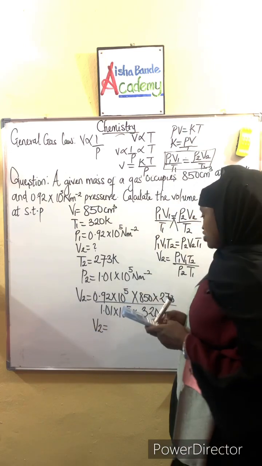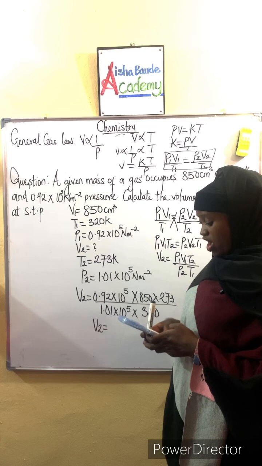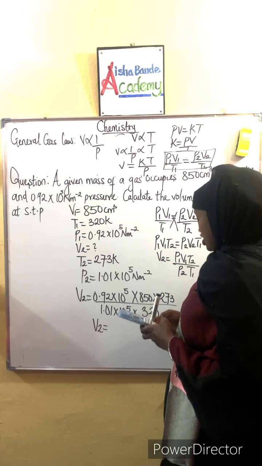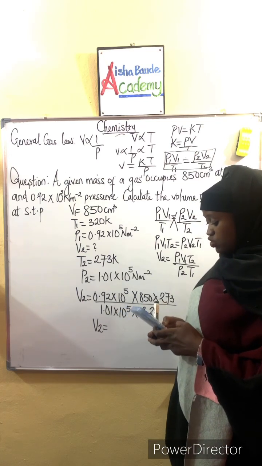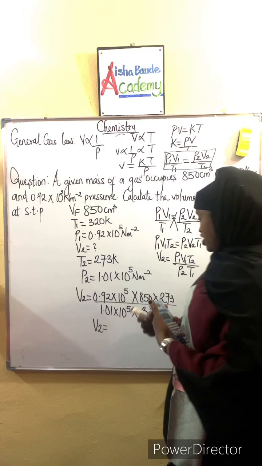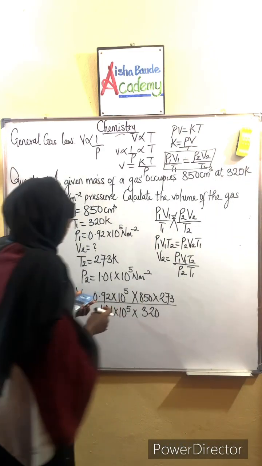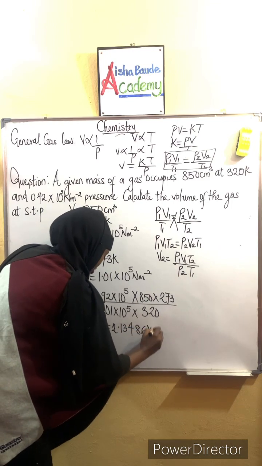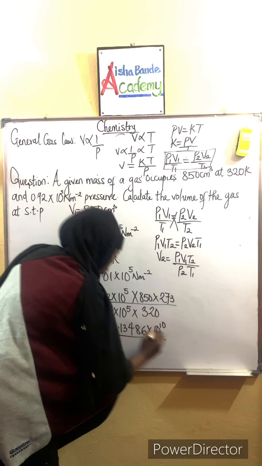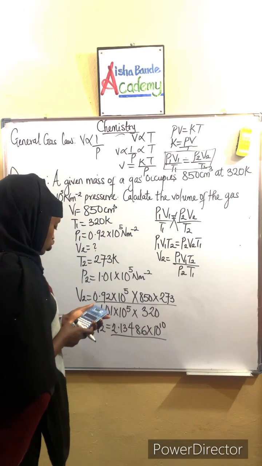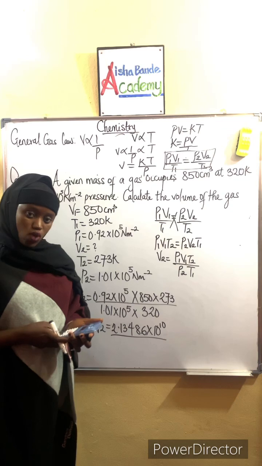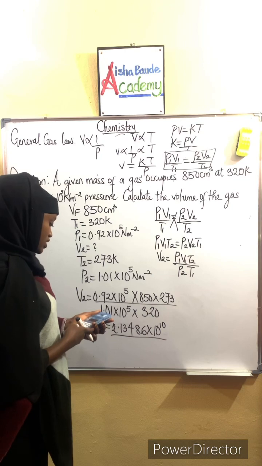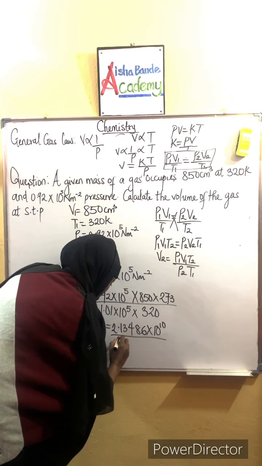So we have 0.92 times 10 to the power of 5 times 850 times 273. Okay, so we have this, and this gives us a value of 2.13486 times 10 to the power of 10, all over. Now let's calculate what we have at the denominator, which is 1.01 times 10 to the power of 5 times 320. So here, what we have from the calculator is 32320000.